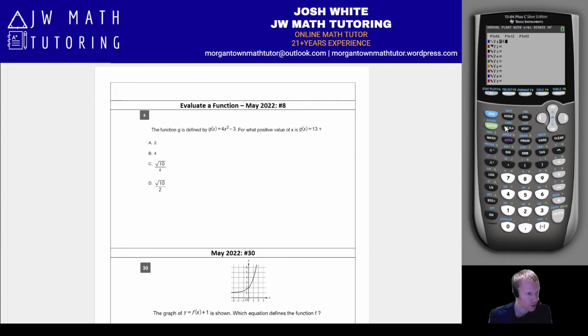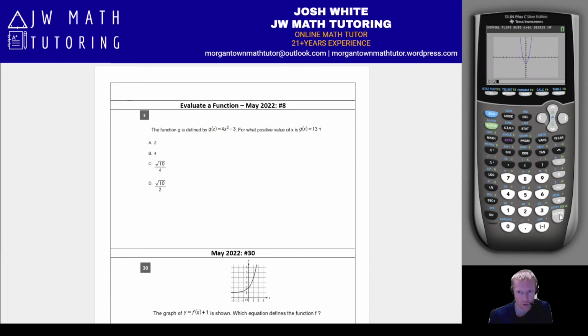So first thing I have to do is just enter in my function here. So I'm at the y equals screen. I'm going to enter in 4x squared minus 3. We'll go ahead, graph it out. And then I'm just going to take these answer choices and just plug them in using the value thing. So we go to calculate, option 1 is value.